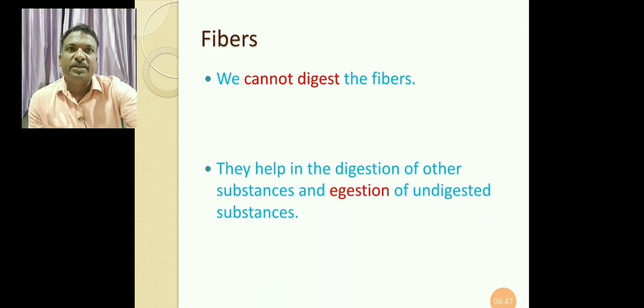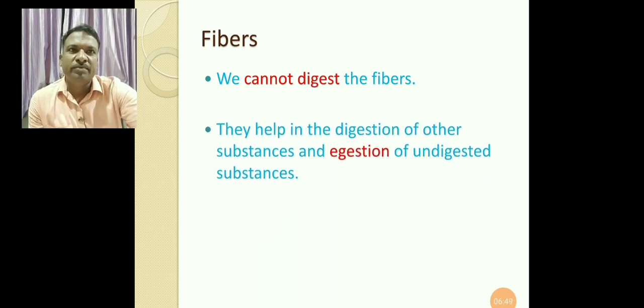The next food component is fiber. We cannot digest fiber, but still when fibers are consumed, they help us in the digestion of other substances as well as the digestion of undigested substances. So fiber is also an important food component.